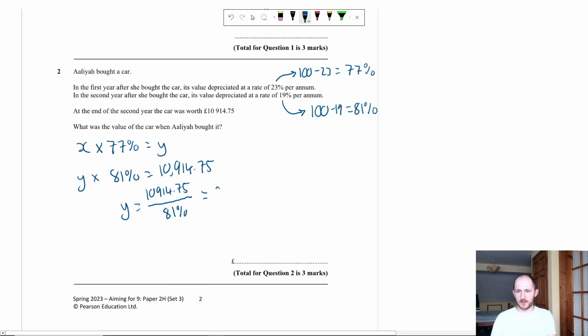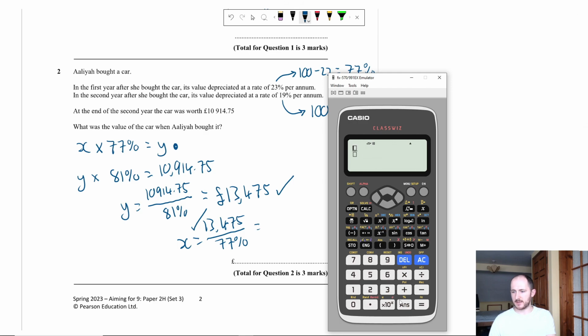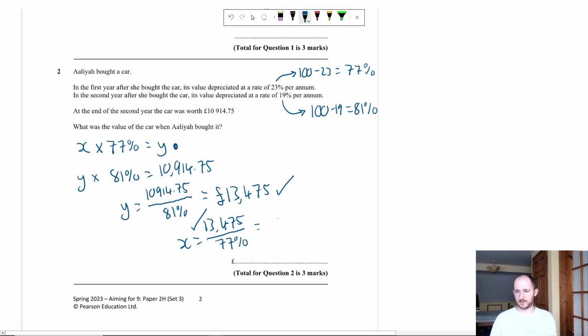So y is equal to 13,475. And if you remember, we can sub that into here. That means x is equal to y, which is 13,475, divided by 77%. Okay. Just so you're aware, this is 1 mark, this second step is another mark, and the answer is the third mark. But again, if you kind of get it right, it doesn't matter. So answer over 77%. £17,500 as the answer. Cool, and that is the third mark right there.